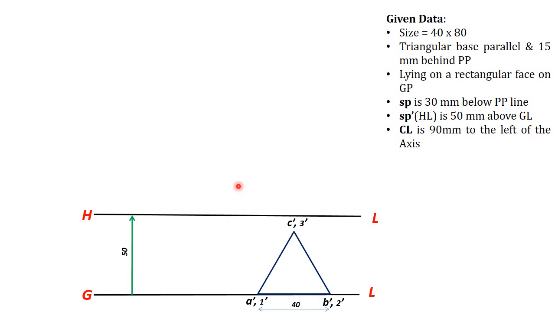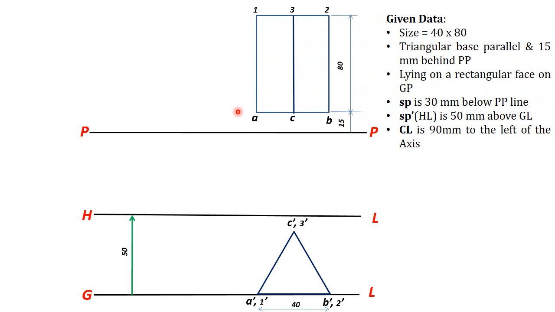Now draw the picture plane. The distance between the PP line and the horizon line should be more than 30 mm. It is given in the question: the observer is 30 mm in front of PP. So this distance should be more than 30 mm. Then you can draw the top view of the object, the top view of the triangular prism.